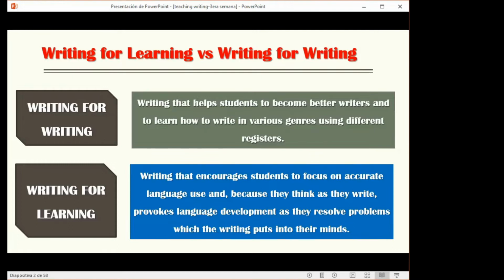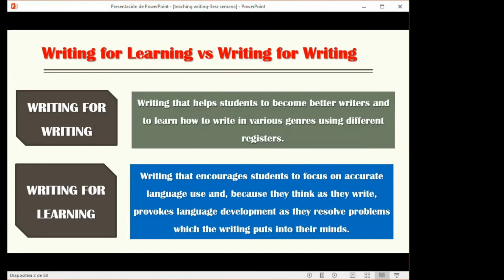Okay, so don't forget it: writing for writing, or writing for learning. Try to combine them, as I told you at the end of the session last week. It doesn't mean that I'm going to use just writing for writing. No, it's impossible. So we need to use writing to reinforce, to introduce a topic. These are some specific tasks where we use writing to reinforce the language, the structures that they have used, and the vocabulary that they have learned.